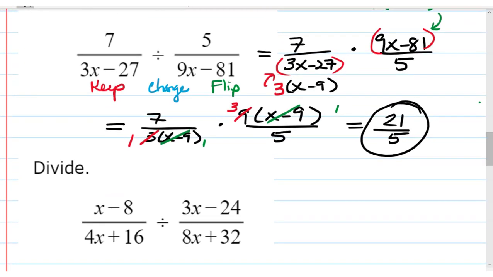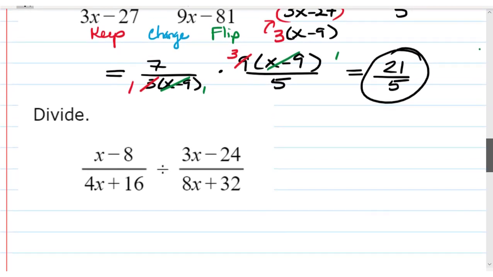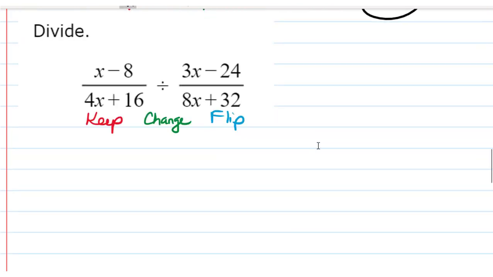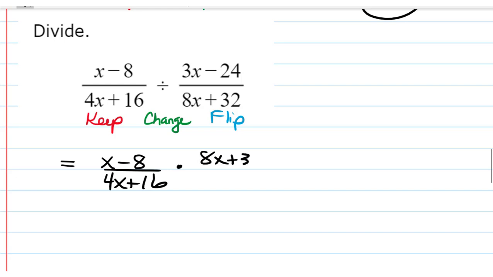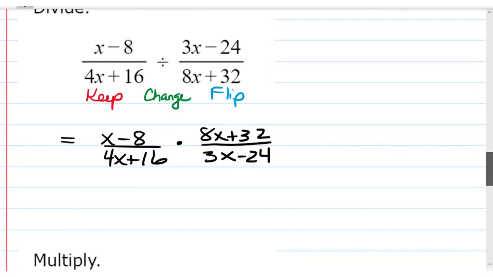Let's look at this example. Again, we're doing division, so we're going to keep, change, flip. So I'm going to immediately rewrite this problem as x minus 8 over 4x plus 16 times 8x plus 32 over 3x minus 24. But the next step is to factor.